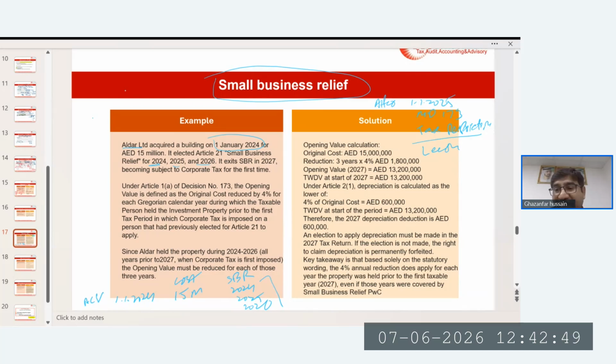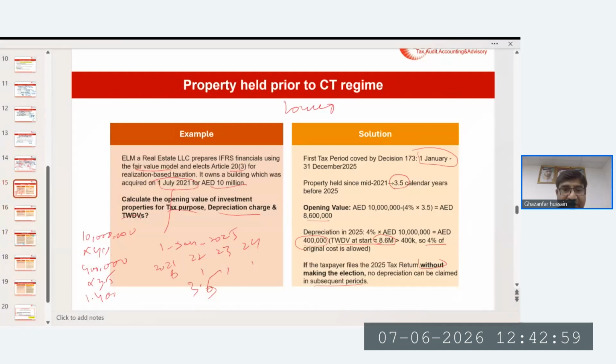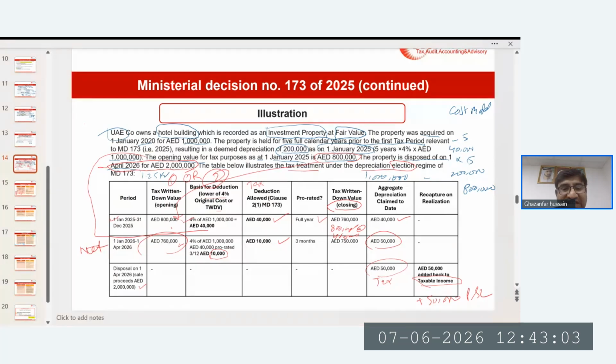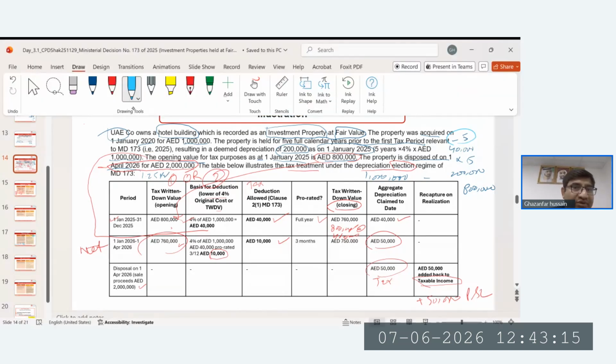If the property is purchased before the first tax period, as in the previous example, if I go over here, just take this example. So here the 5 years before, right? Again, I'm going to highlight over here the 5 years because the concept is very important.